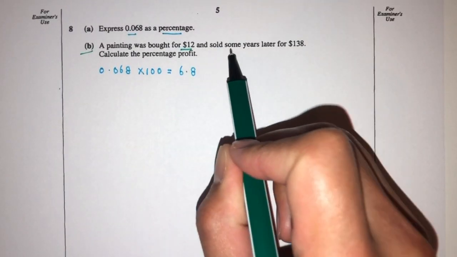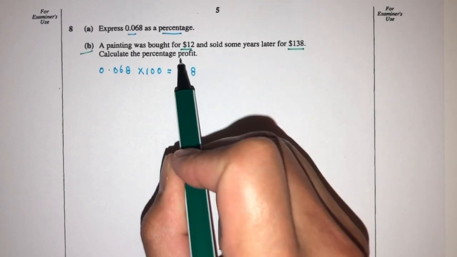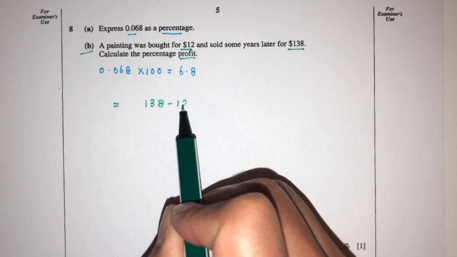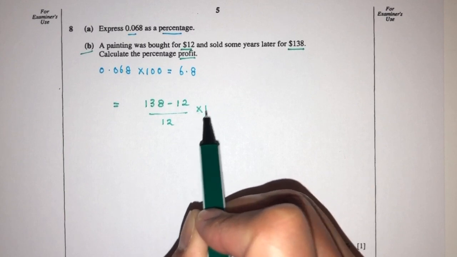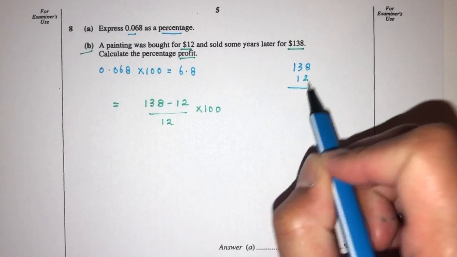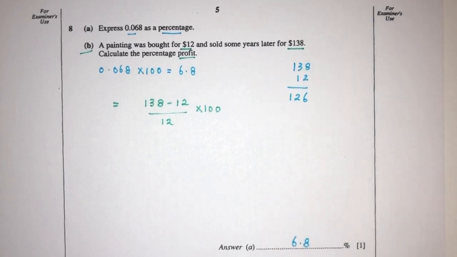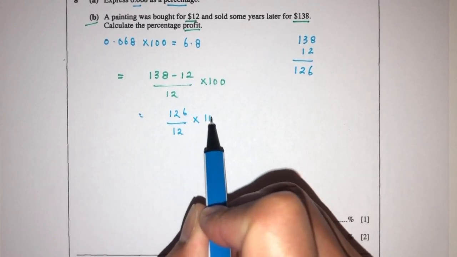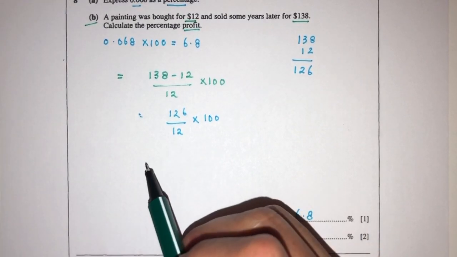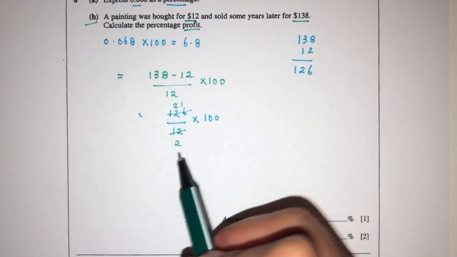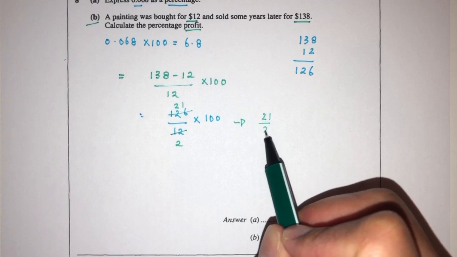Now part B. A painting was bought for $12, sold some years later for $138. Find the percentage profit. So pretty easy. So selling price minus the cost over the cost times 100 for the percentage profit. So what is this, 138 minus 12? That will be 126, right? So 126 over 12 times 100. So let's try to simplify. Divide by 6, you will have 2, that will be 21. So here we have 21 divided by 2 times 100.